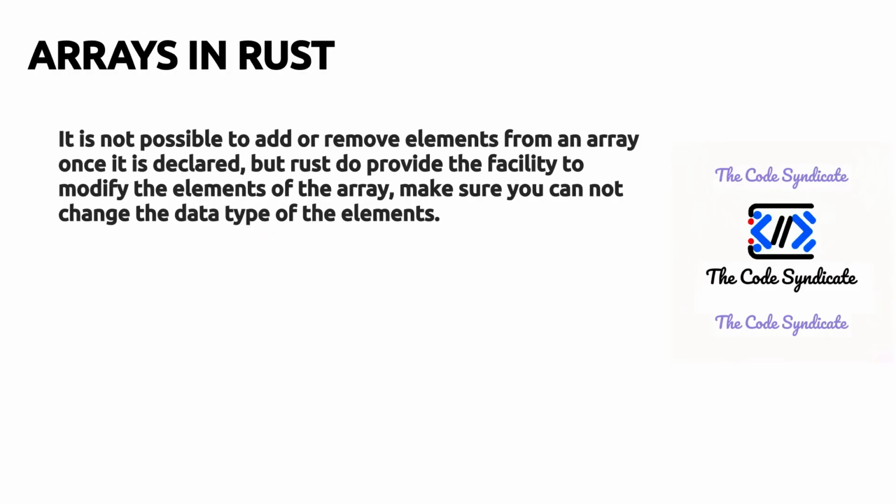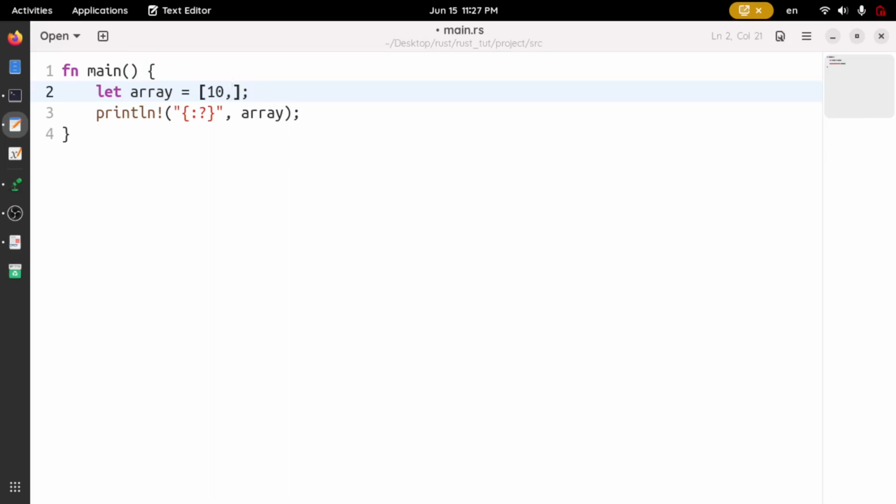Now let's check mutability in Rust arrays. As I said earlier, it is not possible to add or remove elements from an array once it is declared. But Rust does provide the facility to modify the elements of the array. Make sure you cannot change the data type of the element. Let's check this in code. Now let's change this array.